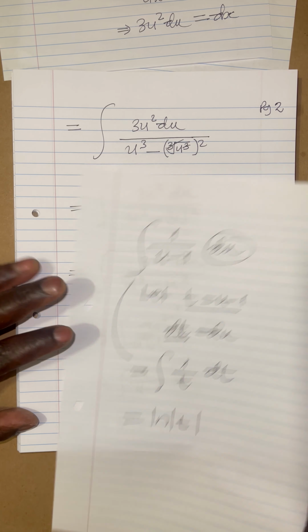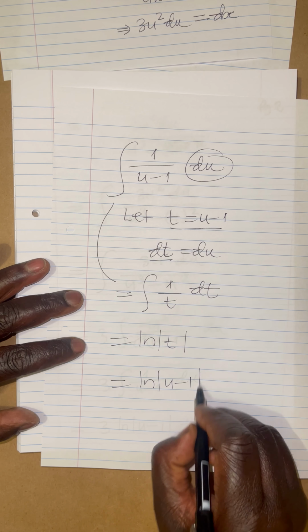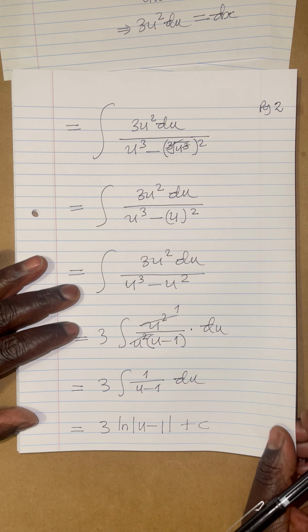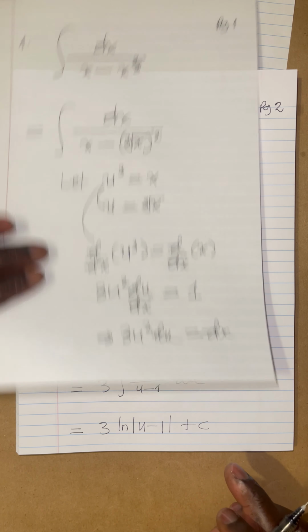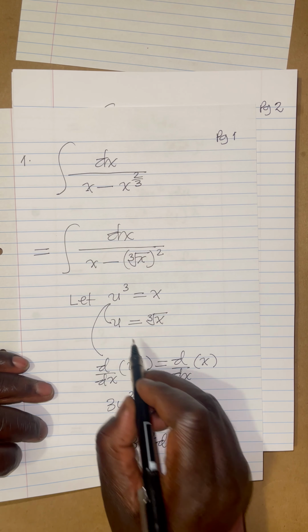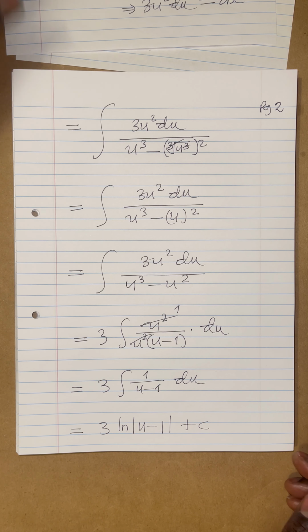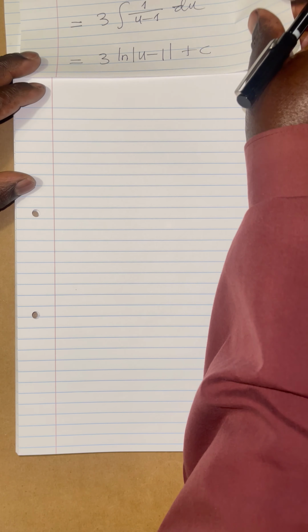But what is t? t is u minus 1. So this will be natural log of u minus 1. This is how I obtain this part here. But remember, we have to go back to our original variable. Our original variable is not u, it is x. And what is the relationship between u and x? Here it is. It's the cube root of x that gives us u. So I must remove u and replace it with cube root of x, taking us to the last page, page 3.